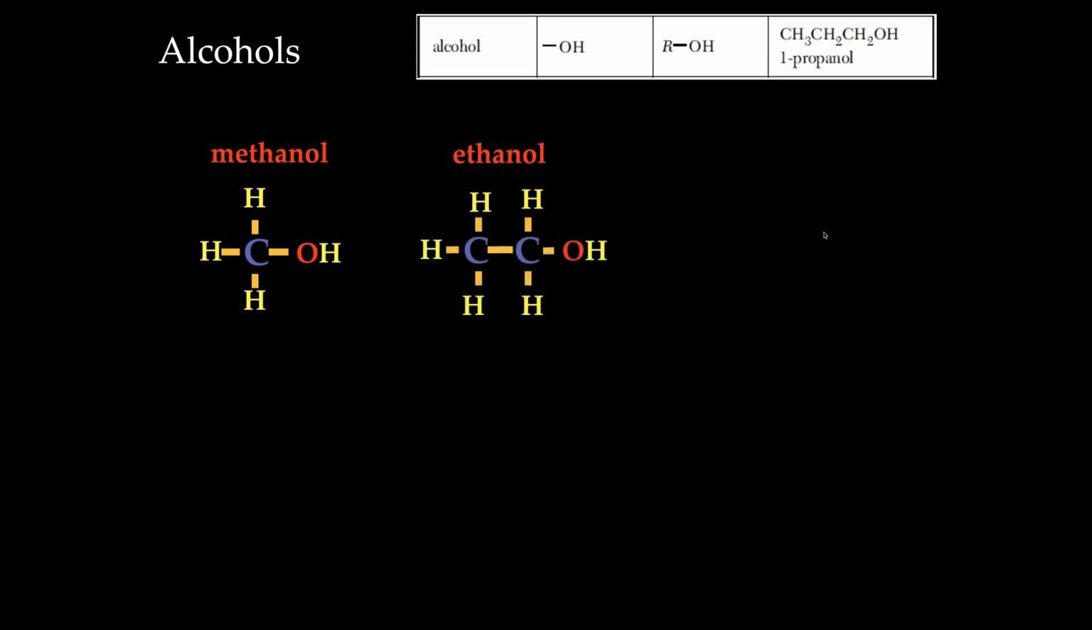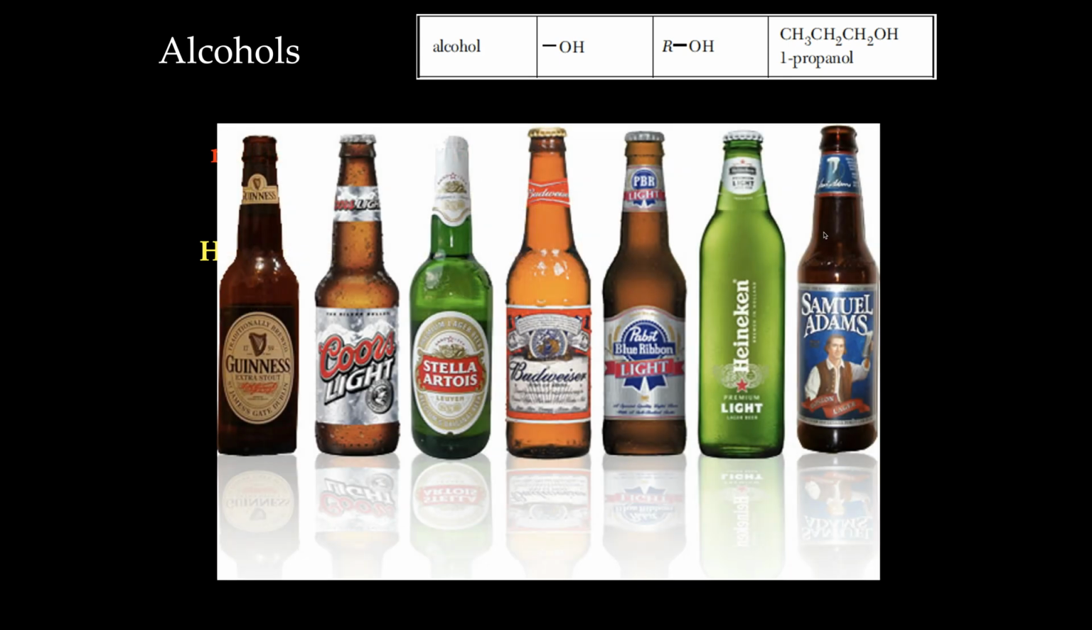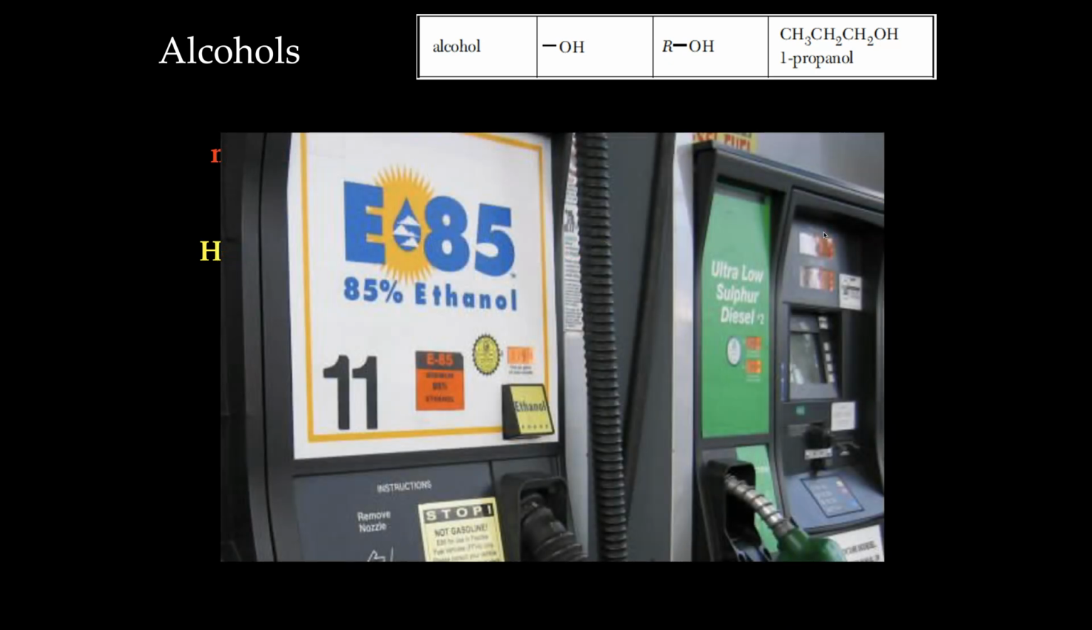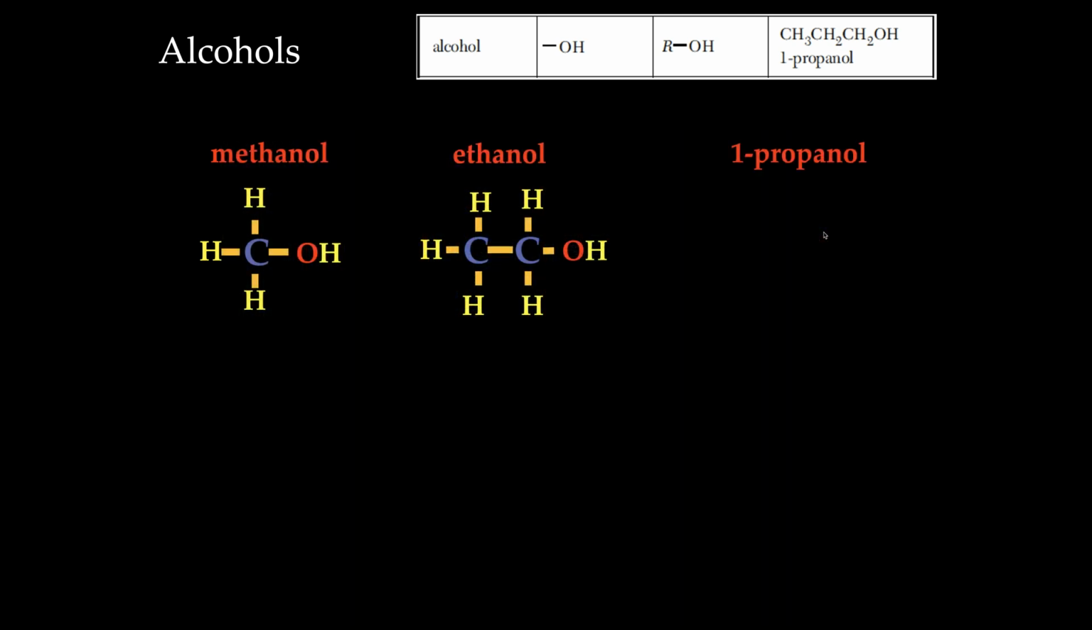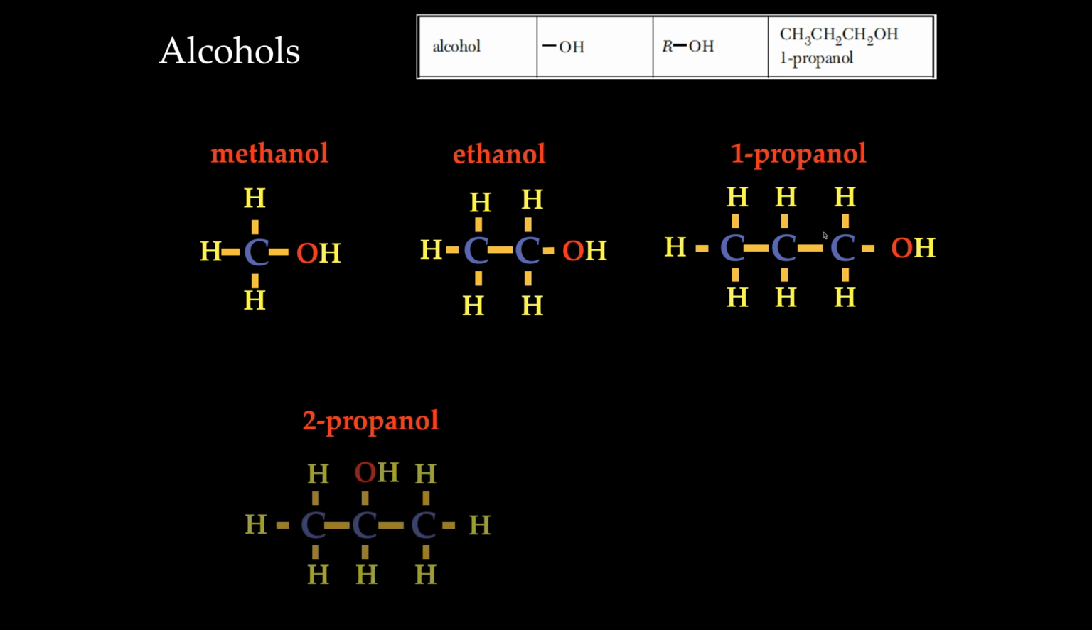Ethanol, which has two carbons, well, that's what you'll find in wine or beer or liquor, and you'll also find it in E85 flex fuel gasoline. Very flammable stuff. And then there's 1-propanol, which contains an OH bonded to the end carbon, and 2-propanol, which has the OH bonded to the second carbon in.